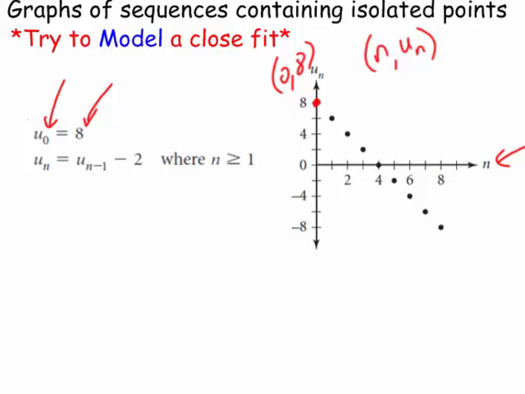And then if I look, what is it really doing? Going down 2. So it keeps going down 2. If I go 1 over, my term in the 1 spot would be (1, 6), right? It keeps going down 2 each time. So I can just look at my recursive formula and figure that out.